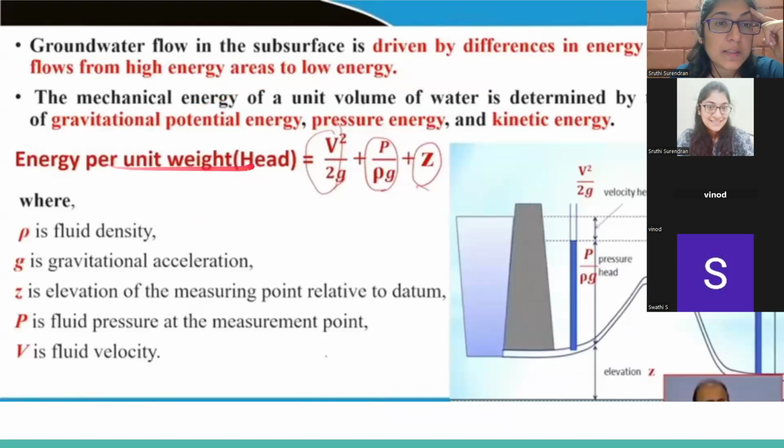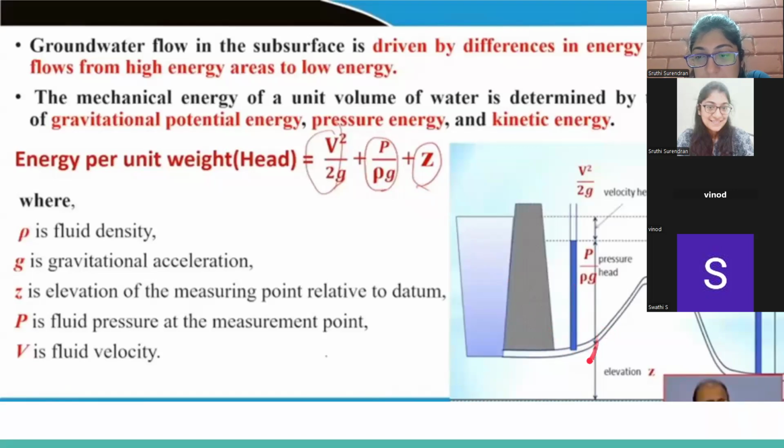So the energy per unit weight or energy per unit head possessed by water is given as a sum of the velocity head, the pressure head, and the elevation head. This is also called as the dynamic head or kinetic head. This is called the pressure energy. And a sum of these two is what we had talked about in the earlier question by virtue of the position or state of water.